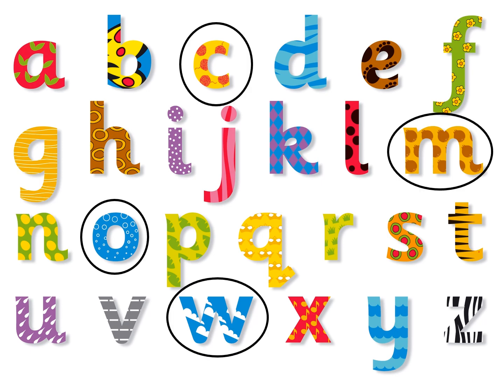I have circled 4 different letters. Can you tell me their letter names? Not the phonemes, not the sounds they make, but their letter names. The first one was C, the next is M, the third is O, and the last one is W. Did you get them right?